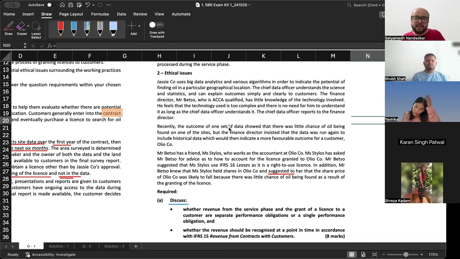Here I see an integrity issue. They are not being truthful. They are manipulating the data.